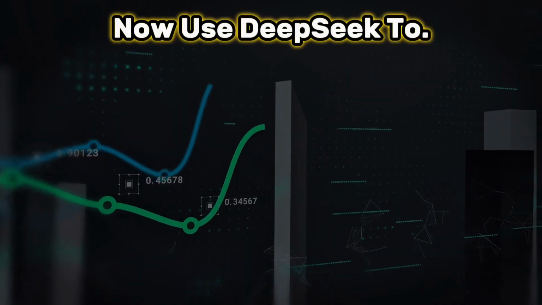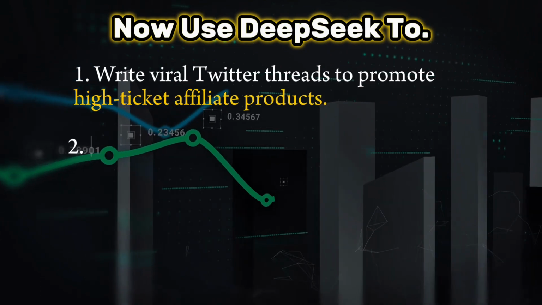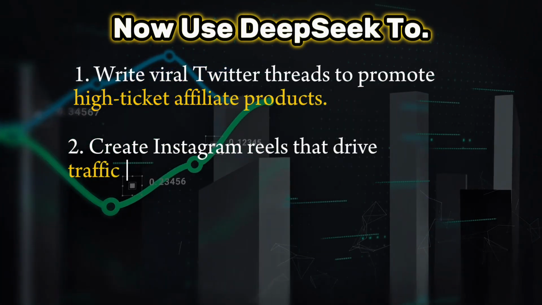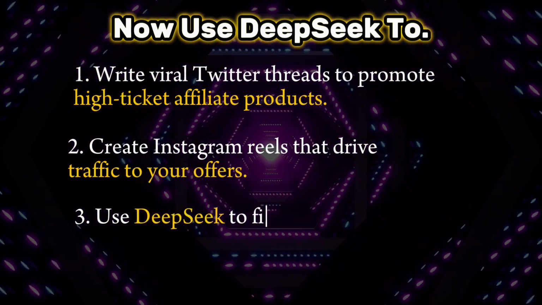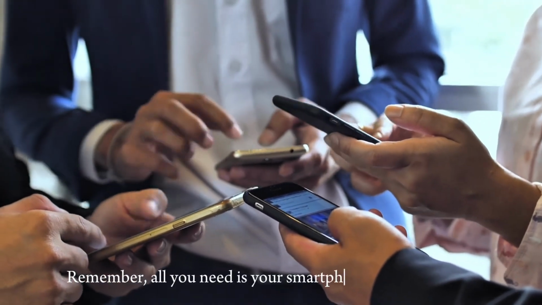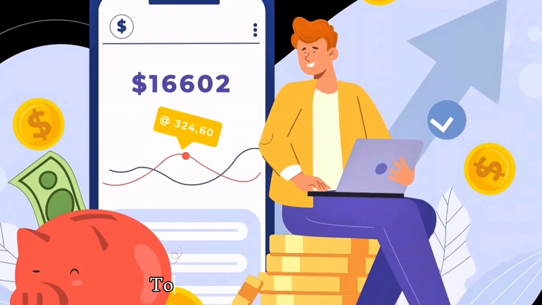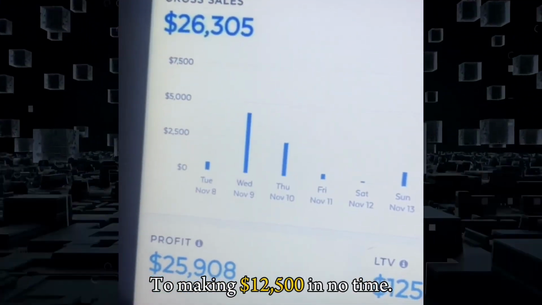Now, to recap. 1. Use DeepSeek to write viral Twitter threads to promote high-ticket affiliate products. 2. Create Instagram reels that drive traffic to your offers. 3. Use DeepSeek to find trending topics and capitalize on them. Remember, all you need is your smartphone and DeepSeek. Start implementing these strategies today, and you'll be on your way to making $12,500 in no time.